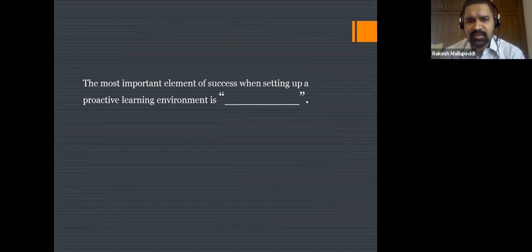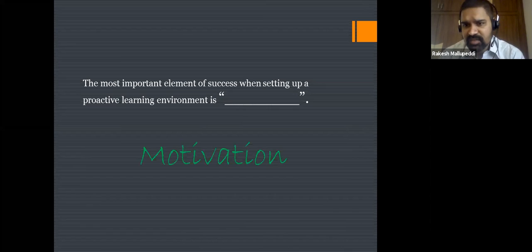There is one element when you are setting up a proactive learning environment. The one main element which is very essential for the success of this learning technique is for the teachers themselves, or the lecturers, in your case. So it's your motivation that is important for this success. We talked a lot about how with all these we are improving the students' motivation, learning, and skill sets. But the first thing is you should be motivated to implement this.